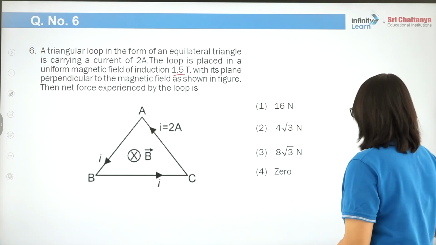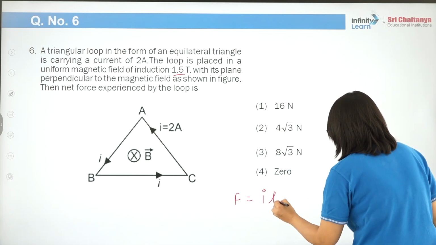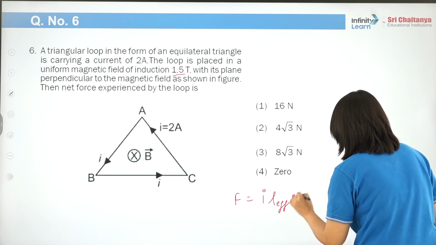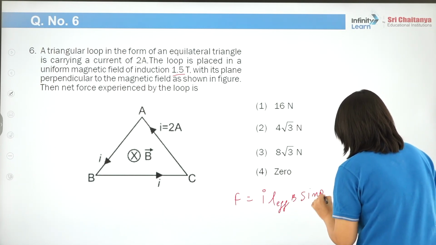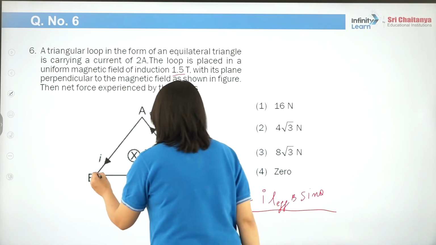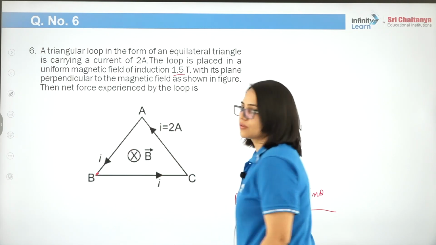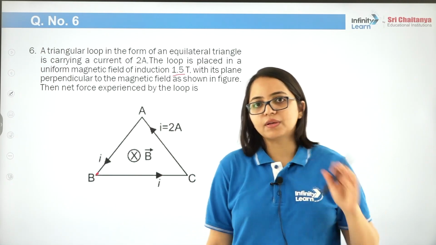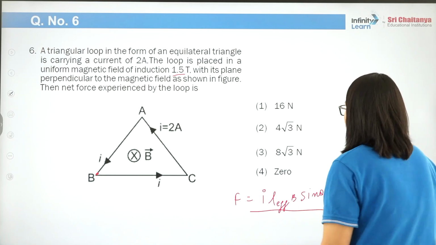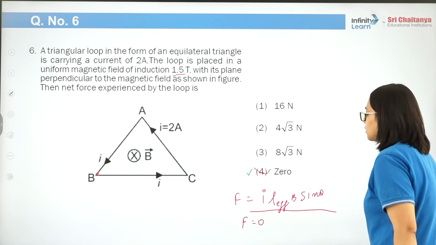So over here net force is I L effective into B into sin theta. L effective over here is 0 because if you connect one end of the wire to the other end of the wire, it is the same point, right? So L effective will be 0. So in this case force will be 0. So the correct answer is option 4.